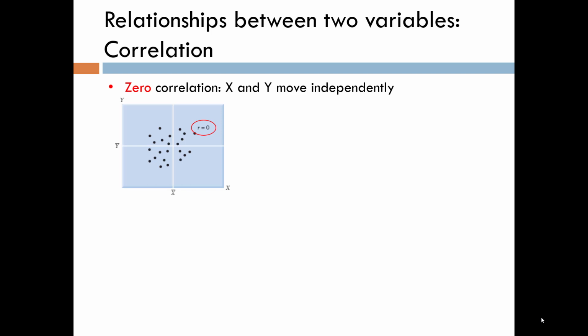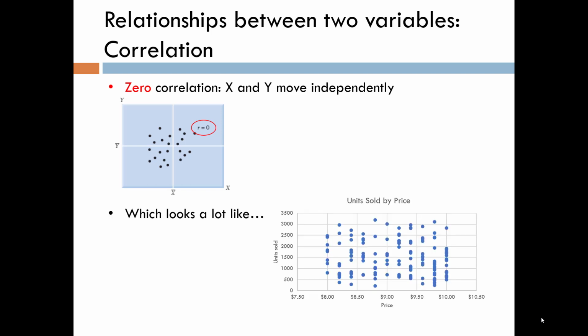Zero correlation means that there is no correlation and x and y move independently of each other. This scatter plot looks a lot like the plot we saw earlier with price and units sold. This confirms the correlation of minus 0.0635 that we got, which is close to zero. However, to be sure that it is actually no different from zero, we need to do a statistical test.